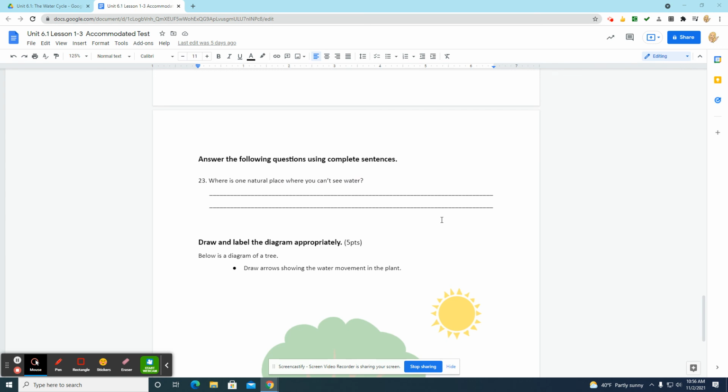Moving on to the short answer. Answer the following questions using complete sentences. So you need to write this in a complete sentence. Where is one natural place where you can't see water? So first, you need to restate your question. So you'd start your answer by saying, one natural place where you can't see water is, and then you would state that place.